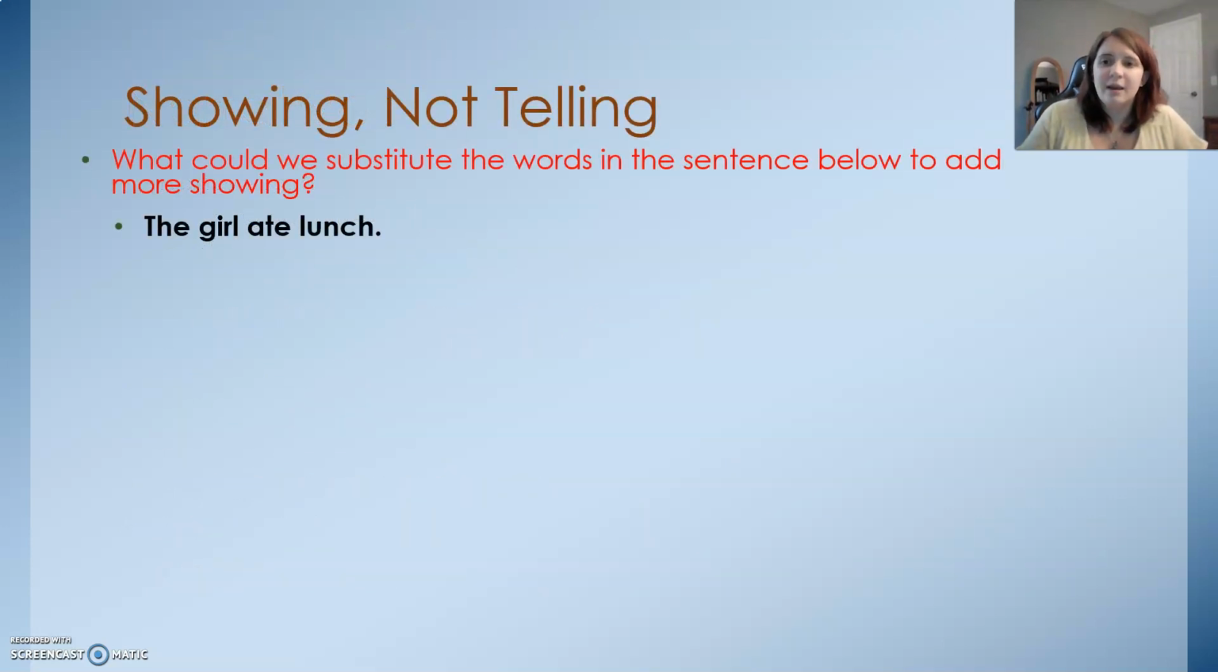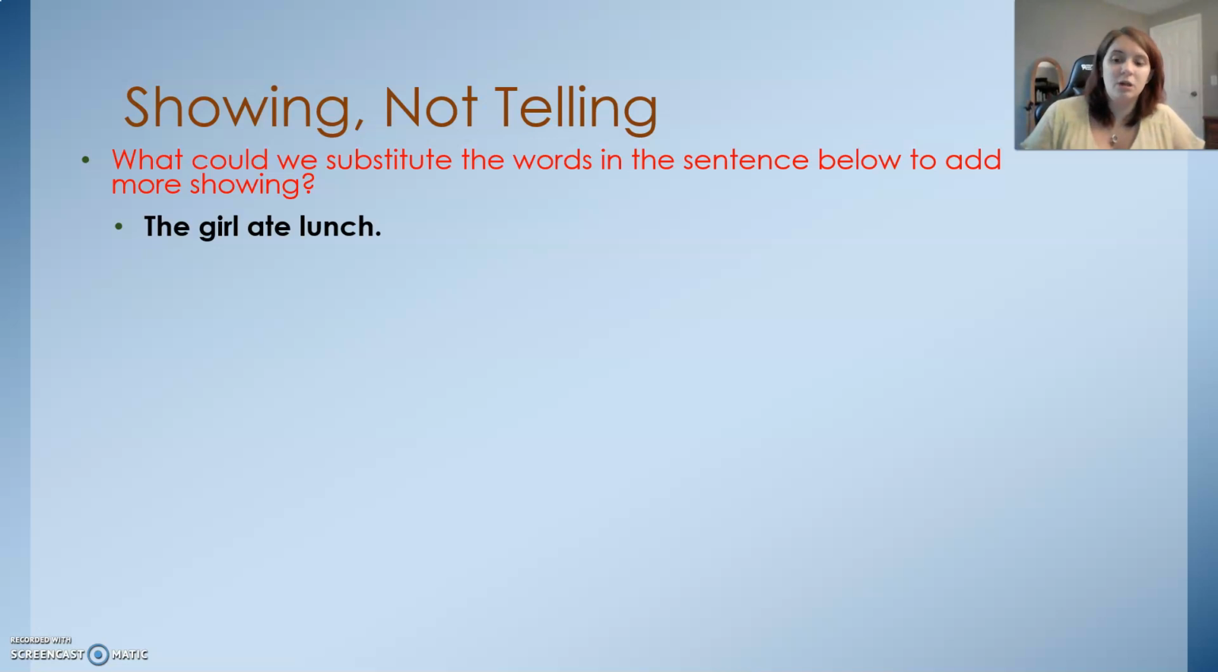We're also going to do this quick activity where we're going to talk about how we can make a sentence have more show rather than tell. So the sentence we have is, the girl ate lunch. Okay, what girl? What did she have for lunch? All those different things. This sentence doesn't provide much of an image in our heads. So we're actually going to tweak it a little bit.